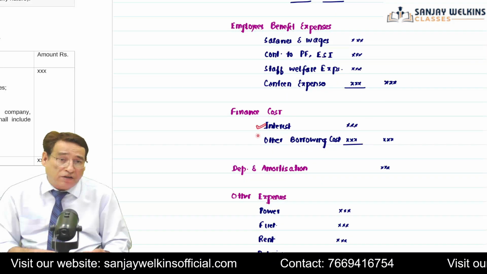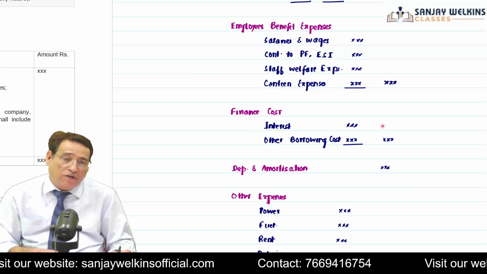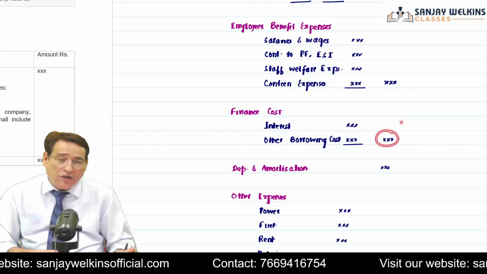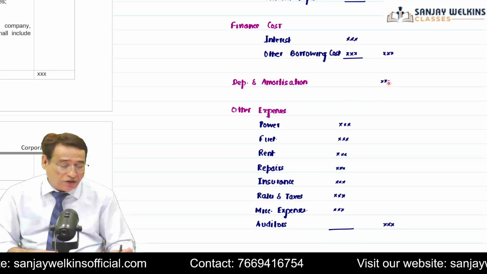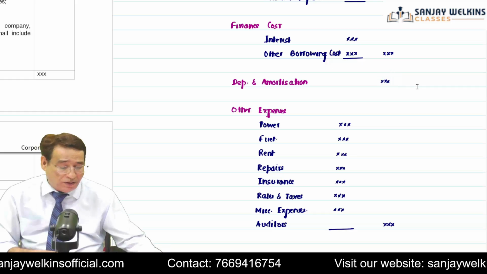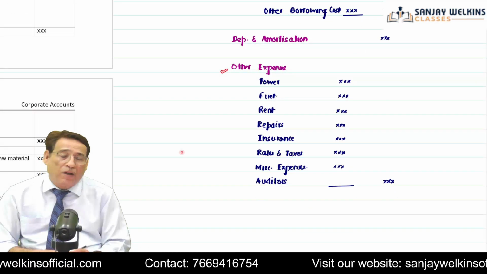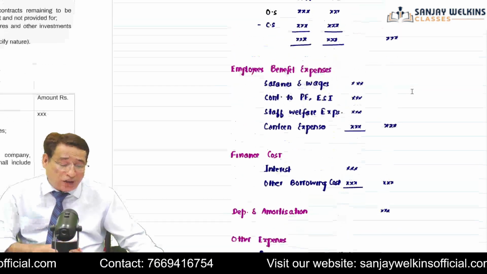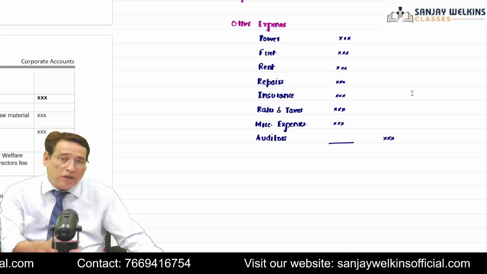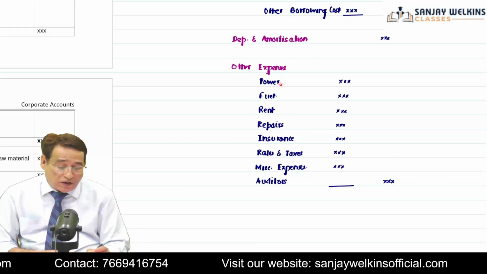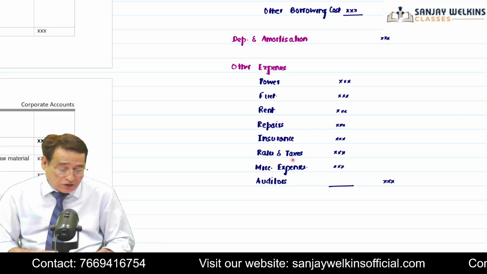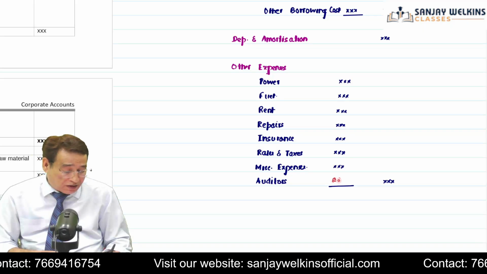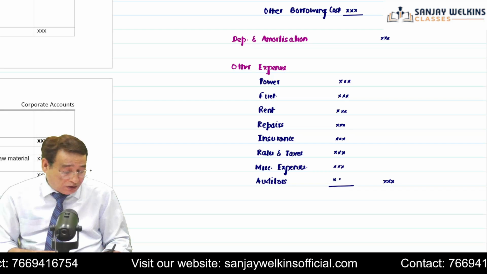Finance cost, interest and other borrowings. So whatever interest you have paid on your funds or any other borrowing cost, that will constitute finance cost. Then finally depreciation and amortization, I need not talk about. Then under other expenses, whatever expenses are there which cannot be included into the aforementioned categories, these expenses will fall under other expenses. For example, power, fuel, rent, repairs, insurance, rates and taxes, miscellaneous expenses, any payment made to auditors, etc. Is it clear to you or not?